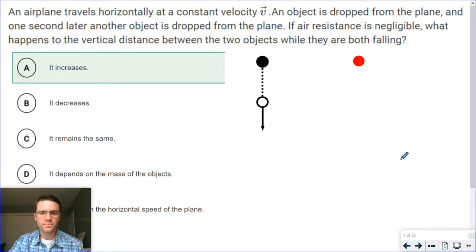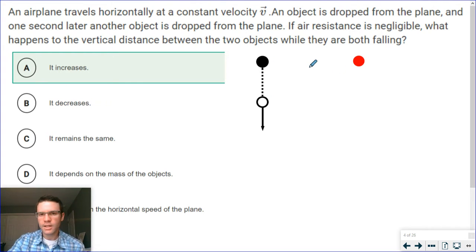So let's look at the vertical. So we drop the black ball. It drops for 1 second, and it travels some distance here. We'll just do the dotted line as our distance. It has a little bit of a velocity there. The red ball is still in the plane as we're traveling horizontally, and it hasn't been released yet. So 1 second later, the distance between the black ball and the red ball is this dotted line right here.